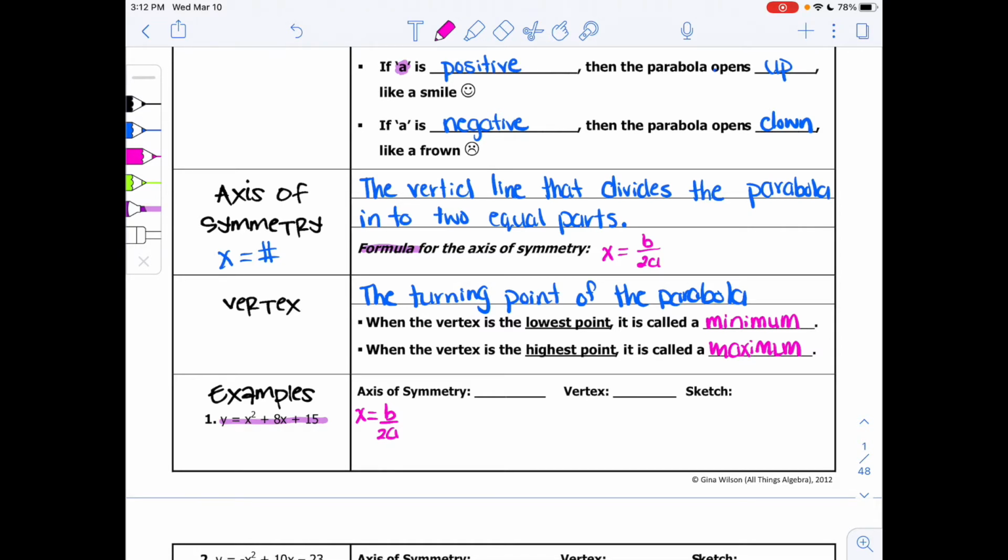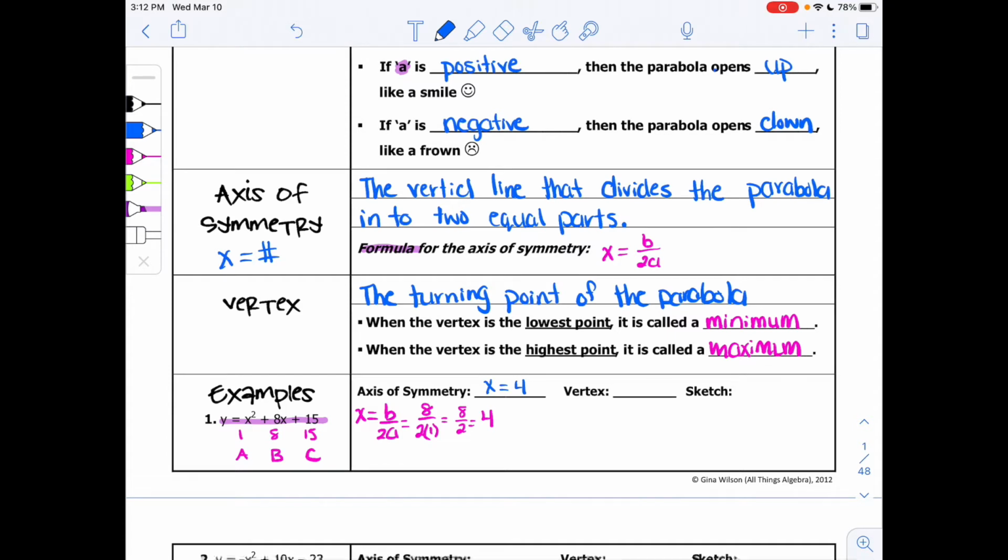Remember that formula is x equals b divided by 2a. So when we look at our example, a is 1, b is 8, and c is 15, because remember, when it's in standard form, it's going to be in order for us. So we can substitute in b and a. B, we would replace with 8 over 2 times a, we replace with 1. So it's 8 over 2. 8 divided by 2 is 4. So our axis of symmetry is x equals 4.